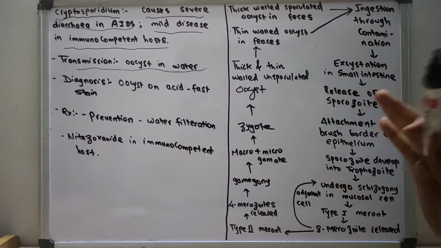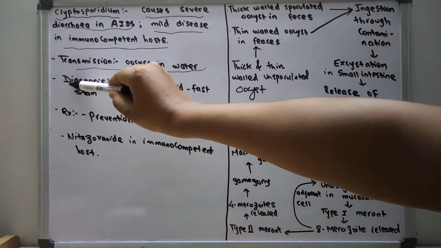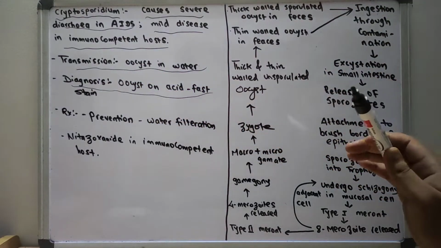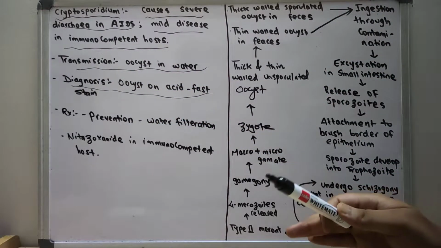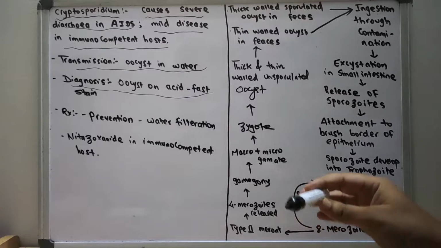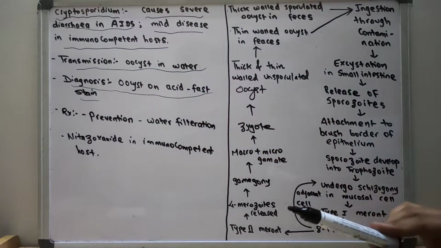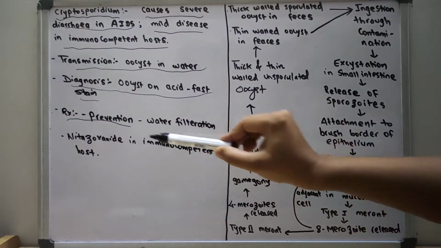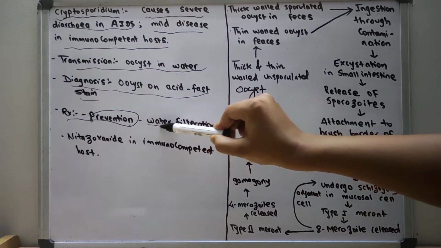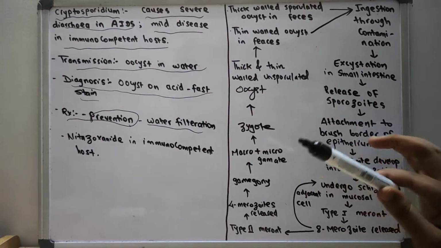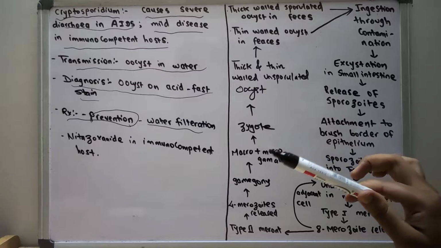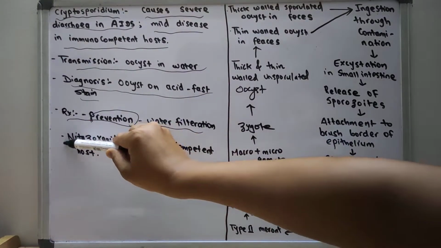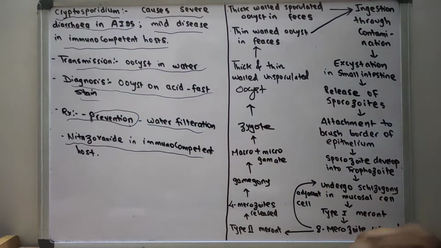So how do we diagnose Cryptosporidium? We diagnose it by visualizing the oocyst on the acid fast stain. And what is the treatment for Cryptosporidium? The best treatment is prevention. If we drink filtered water, then Cryptosporidium infection can be prevented. We can also give nitazoxanide in the immunocompetent host.